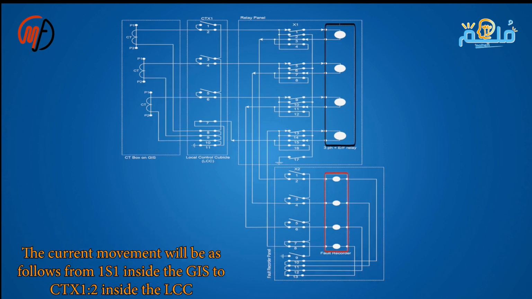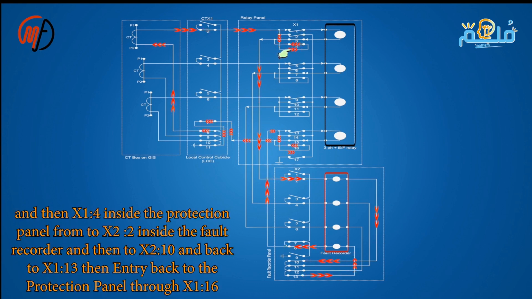From 1S1 inside section S to CTX1 terminal 2 in the LCC, then to X1 terminal 4 in the protection panel, then to X2 terminal 2 in the fault recorder, then to X2 terminal 10, returning from X2 terminal 13. After that, it goes back into the protection panel through X1 terminal 16, then to CTX1 terminal 7 in the LCC, followed by CTX1 terminal 8, then to 1S2.